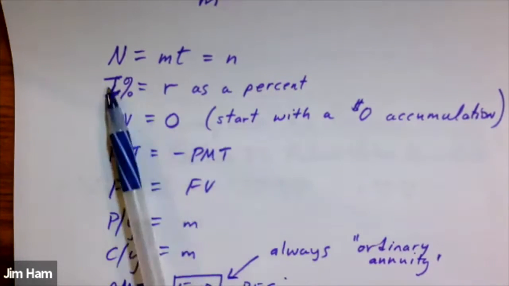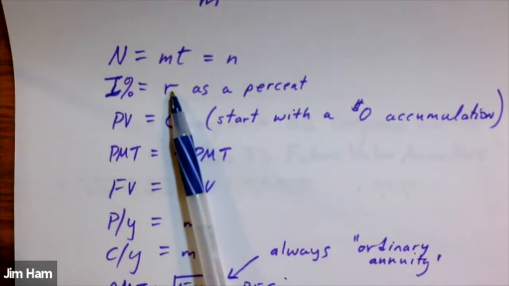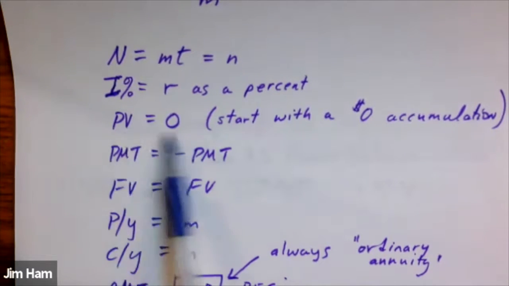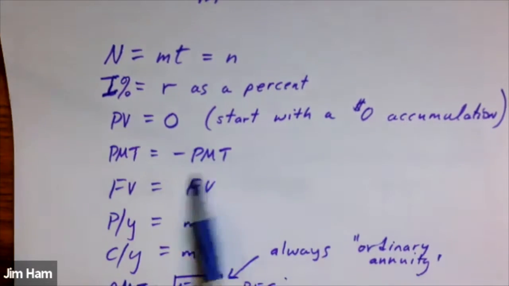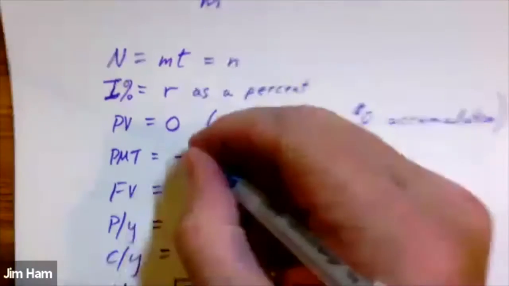Remember to put in the R value as a percent, not a decimal. Present value will be 0. Start with a 0 accumulation. Payment, be sure to put in the negative.